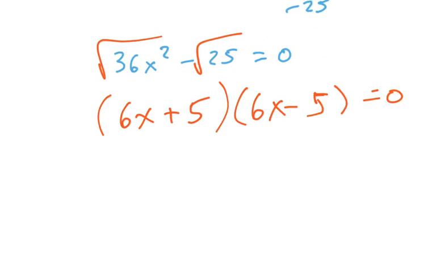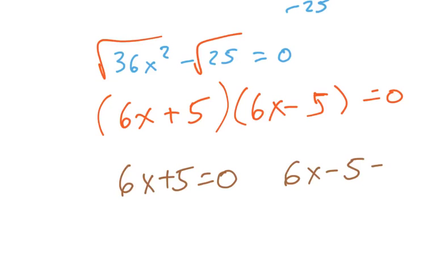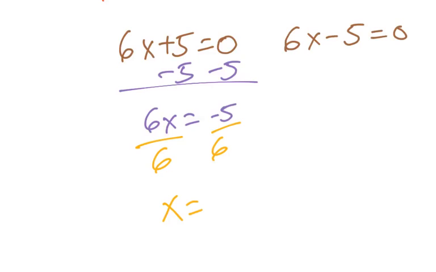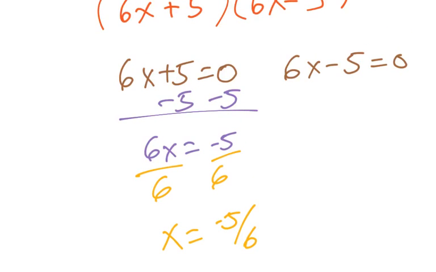So now we can take 6x plus 5, set it equal to 0. We can take 6x minus 5, set it equal to 0, and we solve. So subtract 5, and we're just going to divide by 6. x is equal to negative 5/6. Play the same game on the other side. Add 5.